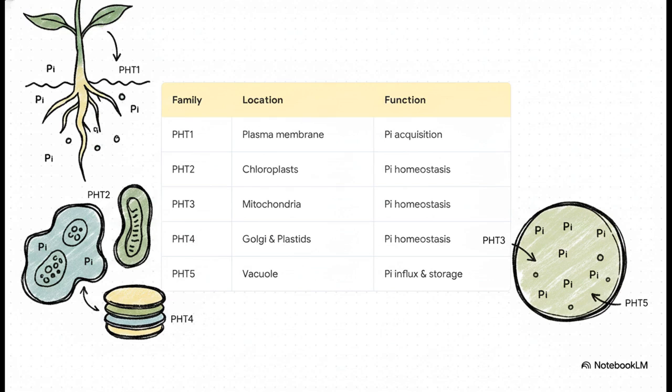Then you have PHT2, 3, and 4. These guys are busy maintaining the balance inside specific organelles, like the chloroplasts, the mitochondria, and the Golgi apparatus. Finally, PHT5 acts kind of like the warehouse manager. It sits right on the vacuole membrane, strictly controlling the influx and storage of Pi.